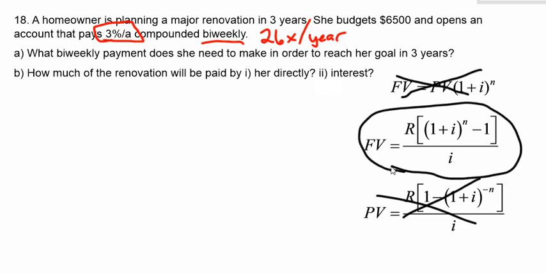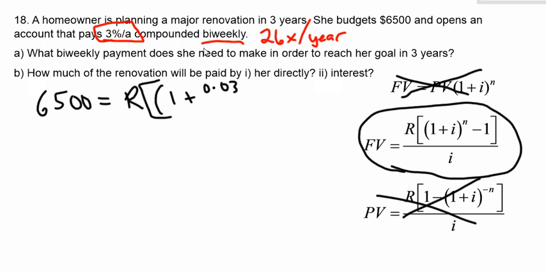So let's see. We know that in the future, she wants to have $6,500. That's her future goal. Her regular payment, well, we don't know what that is. That's exactly what we're calculating. Sorry, messed up the equation. So $6,500 is the future value. We don't know her regular deposit. So let's look at the rest of the formula. 1 plus i. So i is 3%, so 0.03. But because it's compounded biweekly, that means it's going to be compounded 26 times a year. So I have to divide the interest rate by 26.